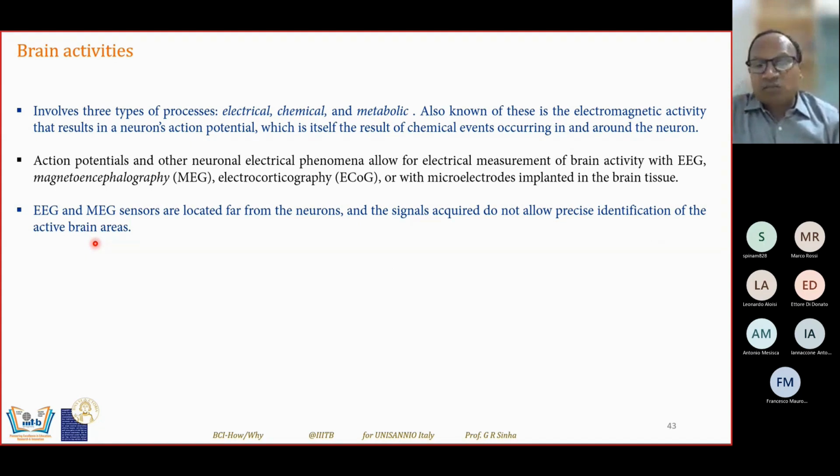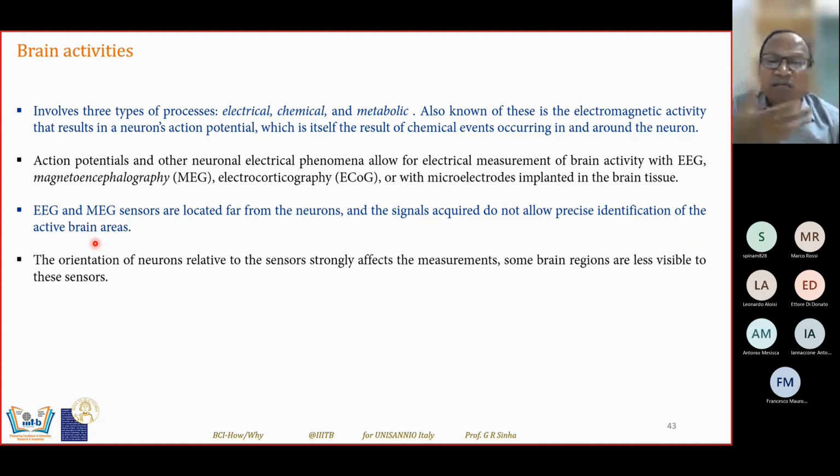Despite the fact that EEG is most popular, for the reasons I have already given you, the orientation of neurons relative to the sensors strongly affects the measurements. For example, take hearing. How those neurons align to the area of the brain responsible for hearing capability, how they are oriented towards that particular area, also affects the measurement.